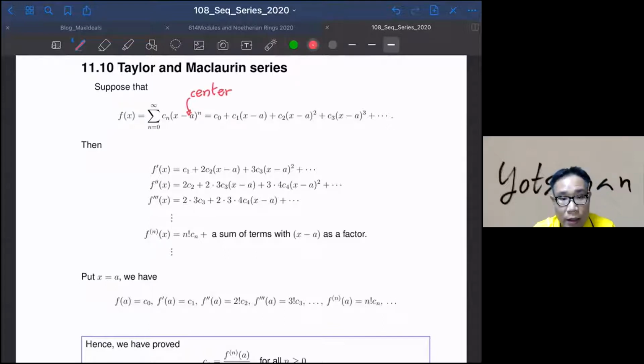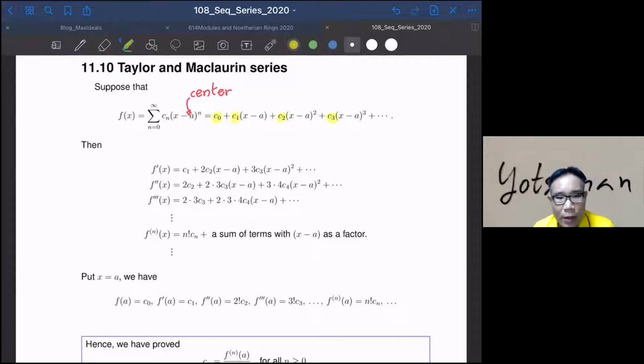It is in terms of c0 plus c1 (x minus a) plus c2 (x minus a) squared and so on. The thing that we'd like to find is the coefficients c0, c1, c2, c3, and so on. So we'd like to find the formula for c0, c1, c2, and c3.